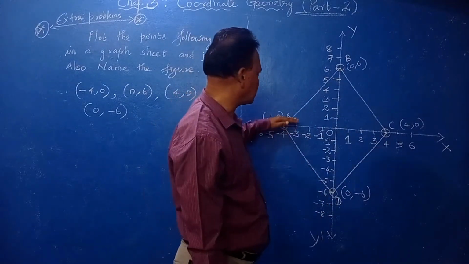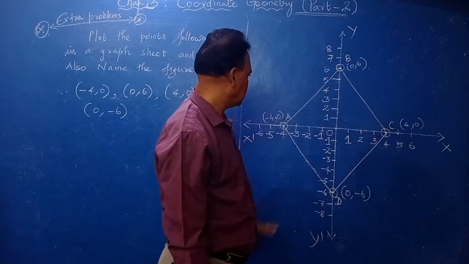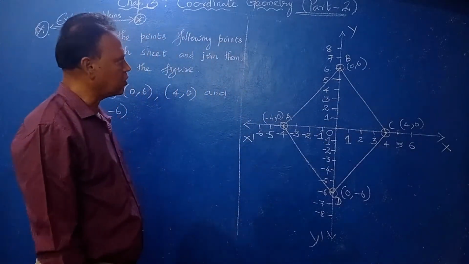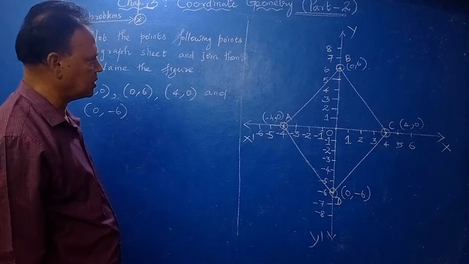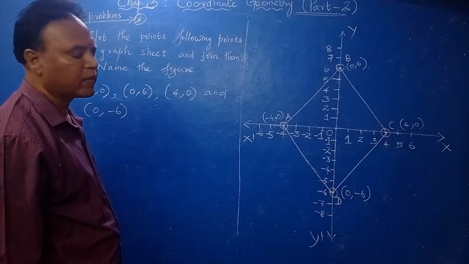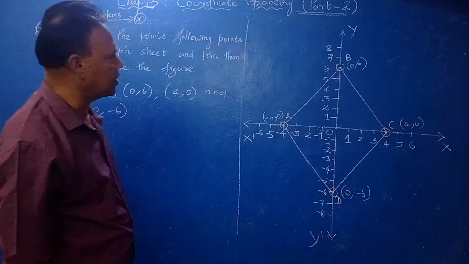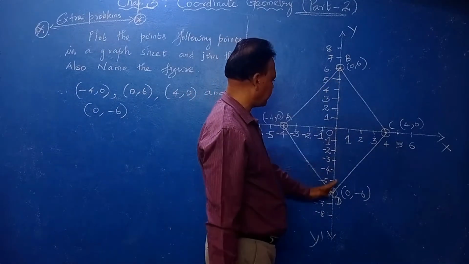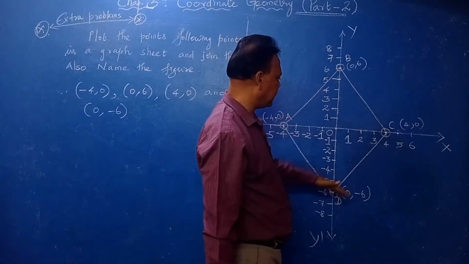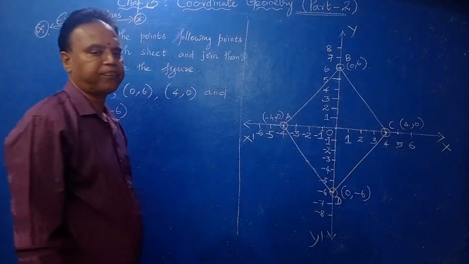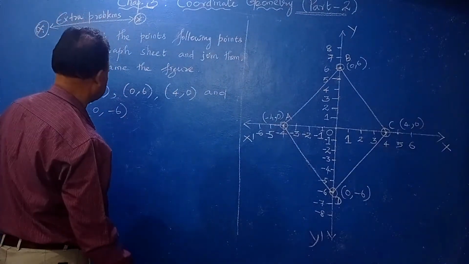Diagonals are not the same, but all sides are equal. All sides are equal, but diagonals are not the same. Clear? Diagonals are perpendicular. So ABCD is a rhombus.